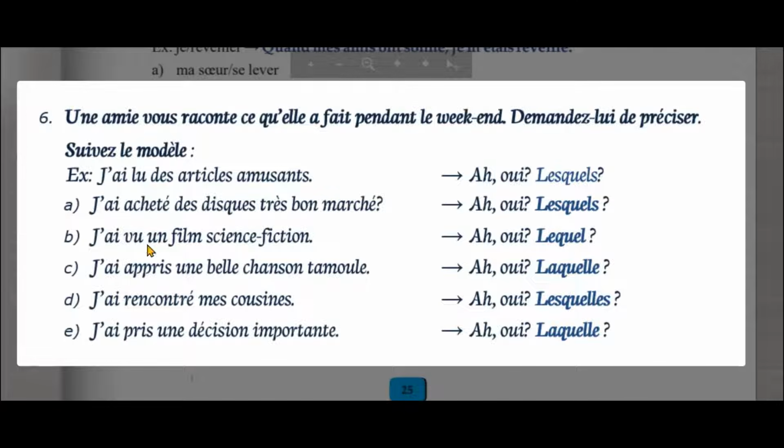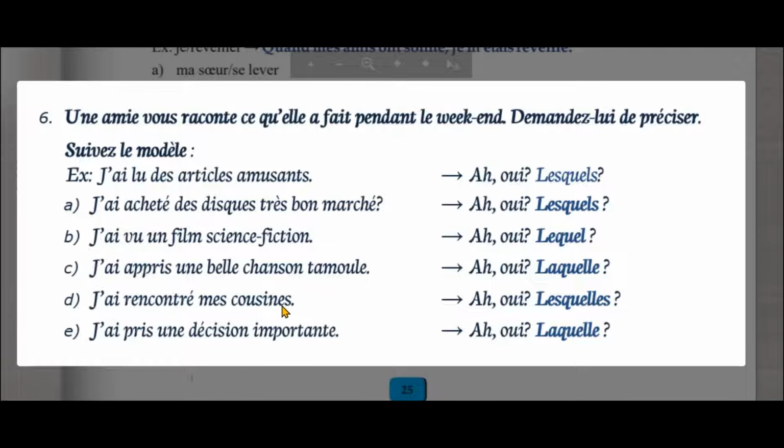The second one, a science fiction film. Now the trigger here is un, to indicate it's masculine singular, and for masculine singular you have to use lequel. The next one, I have learned a beautiful Tamil song. Again, the trigger here is une, which indicates feminine singular, and therefore you have laquelle as the answer. The next one is my cousin sisters. I have met my cousin sisters.